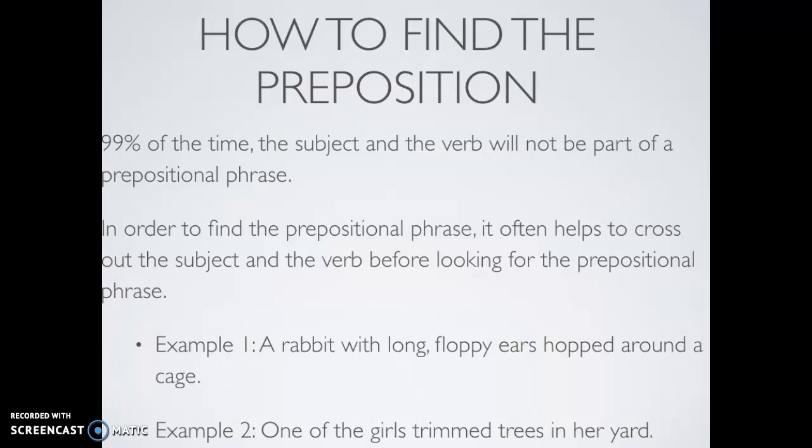That's why a lot of times when I'm trying to identify the subject and the verb, I first take out the prepositional phrase. In order to find the prepositional phrase, it often helps to cross out the subject and verb before you're looking for it. So you can do it either way.